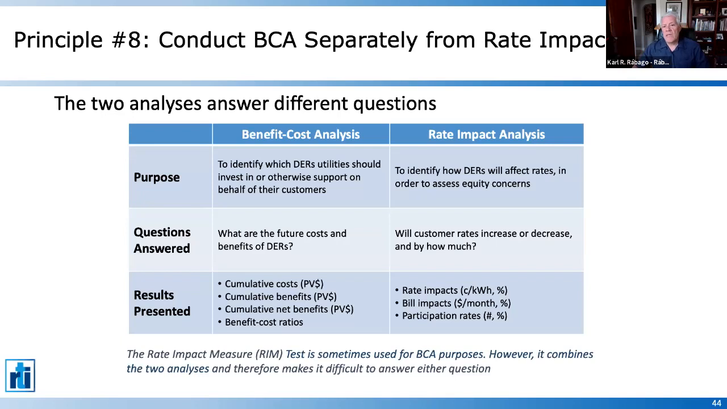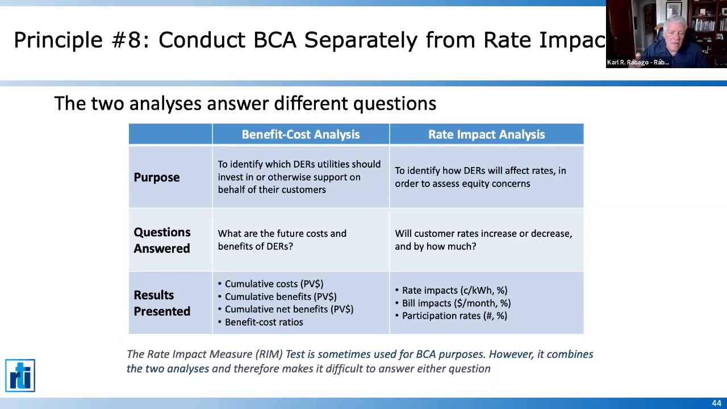Finally, and boy, Tim is going to get into this more, I think, but we want to conduct that benefit cost assessment separately from rate impact analysis. A real risk is not in doing them both, but in conflating them into one analysis, because each of those approaches gives you different results that will substantially confuse each other.